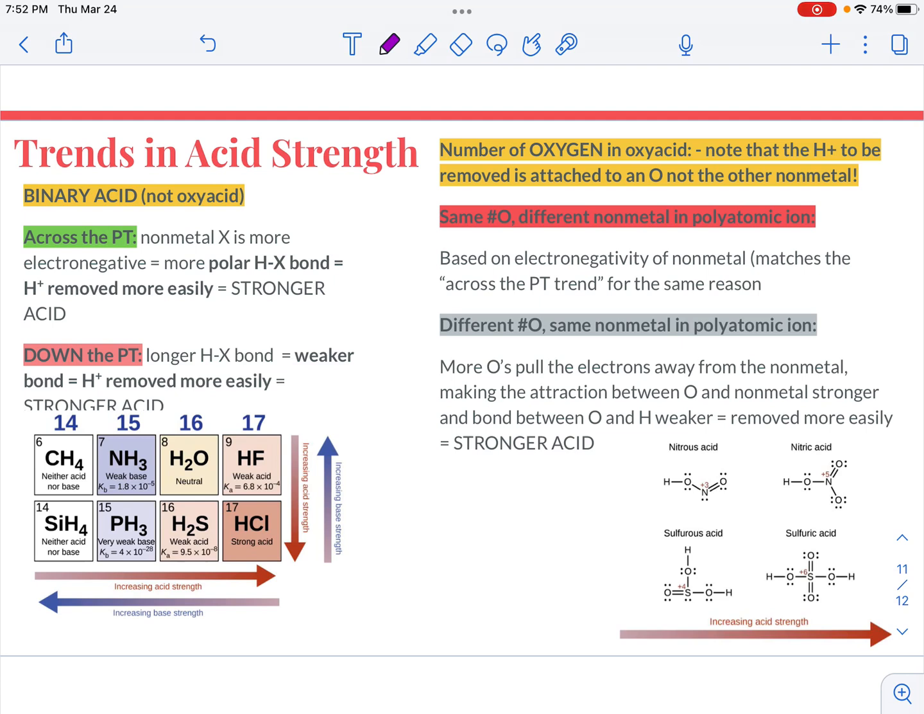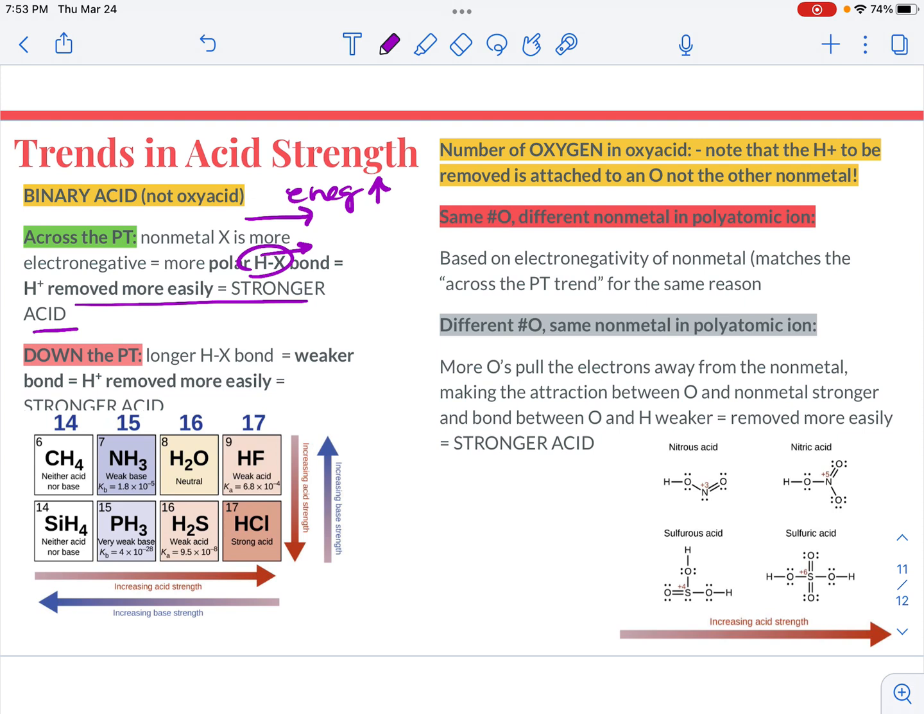So the first thing you want to know is that across the periodic table, when you have the same number of oxygens but different nonmetals, it all depends on that different nonmetal in the center. As you go across, electronegativity increases, and that pulls the electrons in the H to X bond away from the H and toward the X. So it makes it more polar. As a matter of fact, it almost pulls them 100% of the way, which would then weaken the bond, because it is no longer a covalent bond, and allow that to ionize. So remember that the more easily removed a hydrogen is, the stronger the acid.